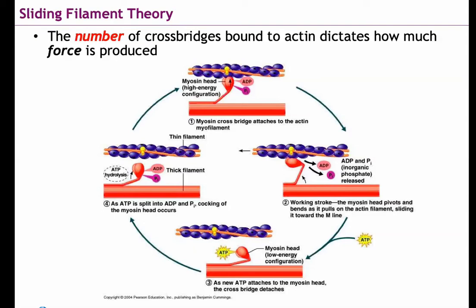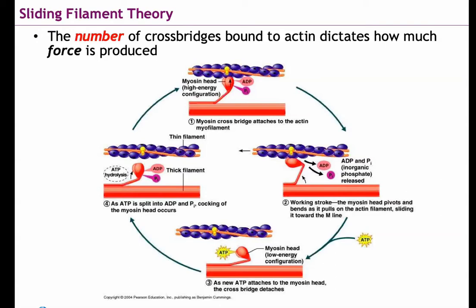All right, so we start up here with number 1. The myosin cross bridge attaches to the actin filament. Okay, we see it here. High energy configuration, it's generated. ATP was basically attached to the head, which it then was broken down. And so this is where the phosphate here is used.